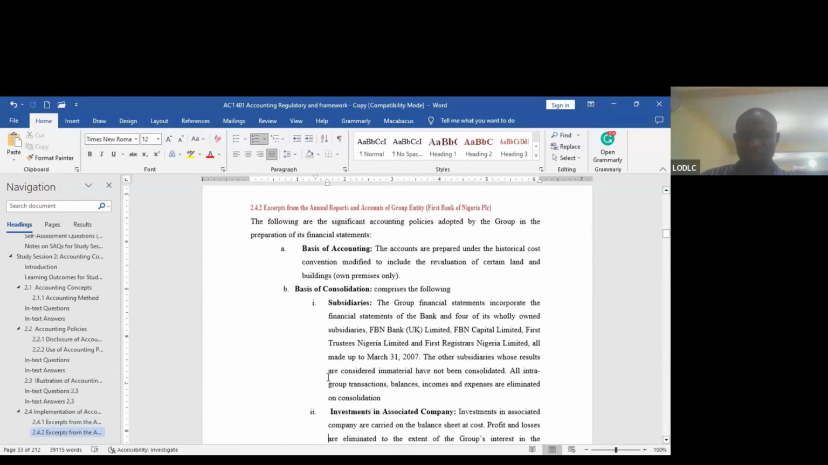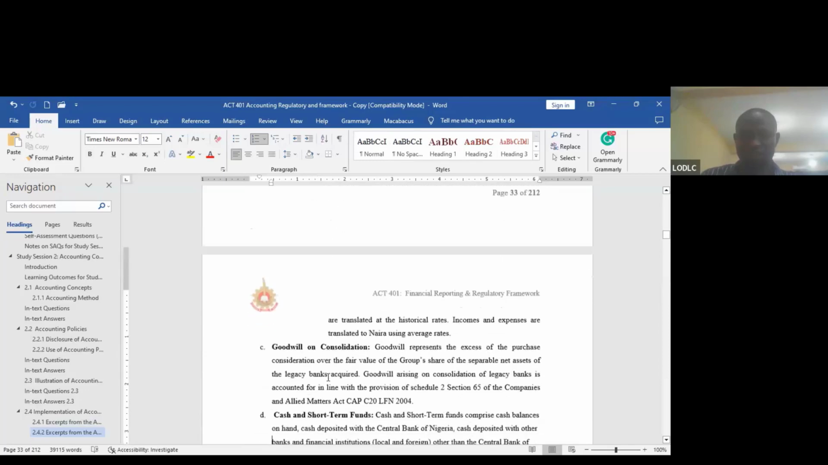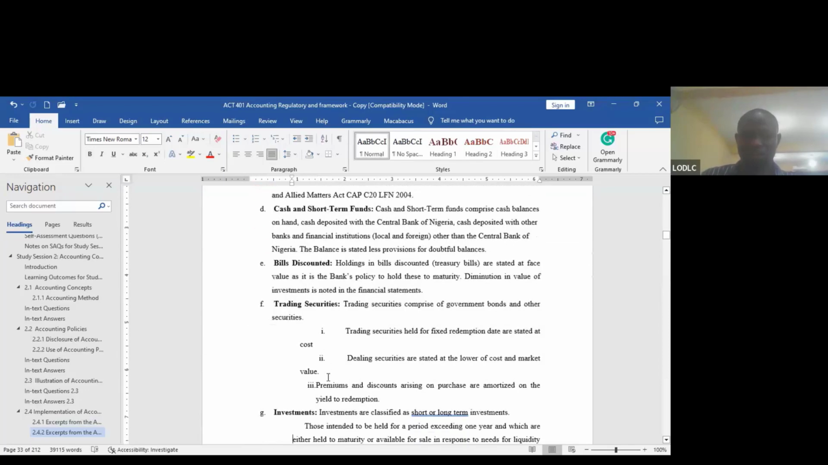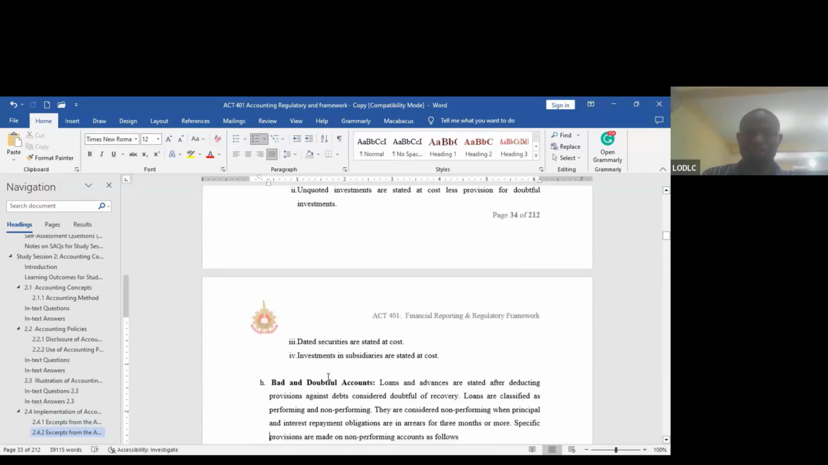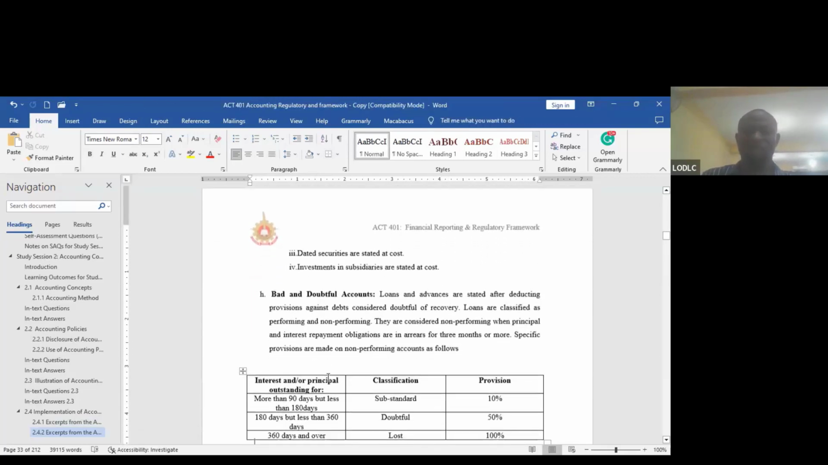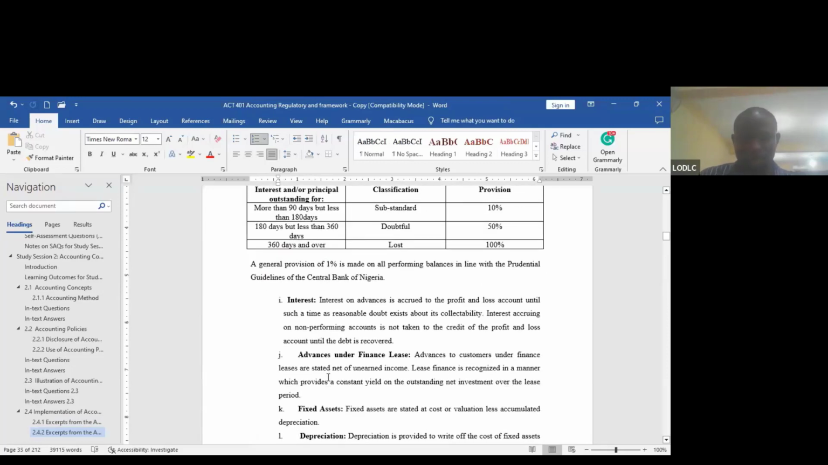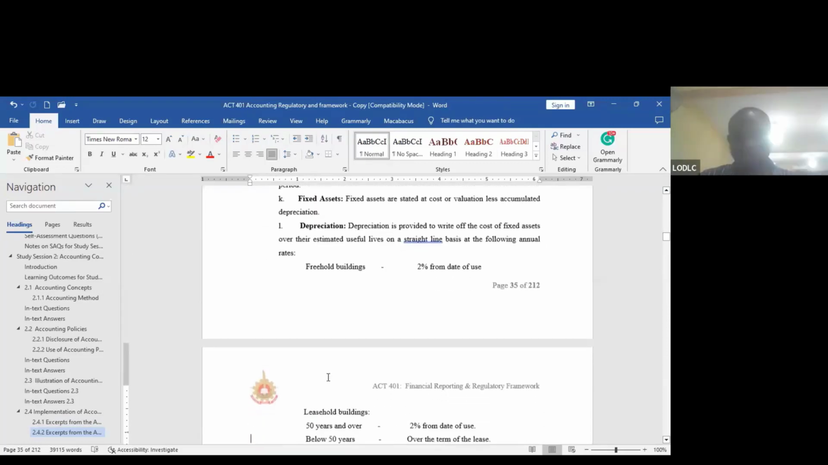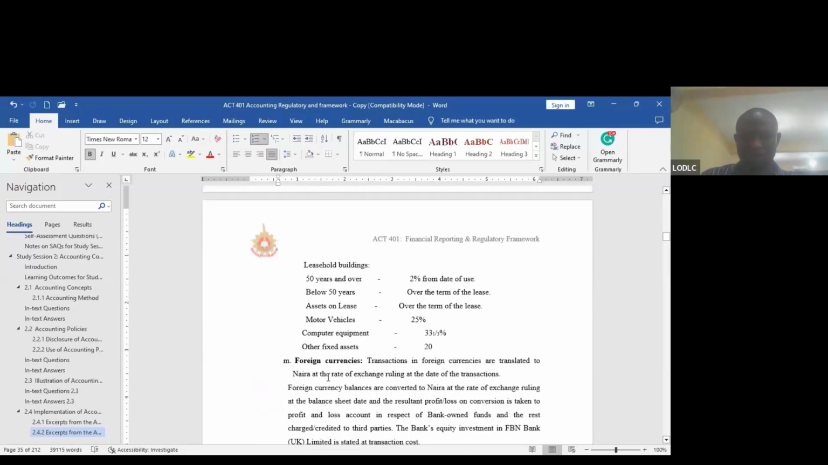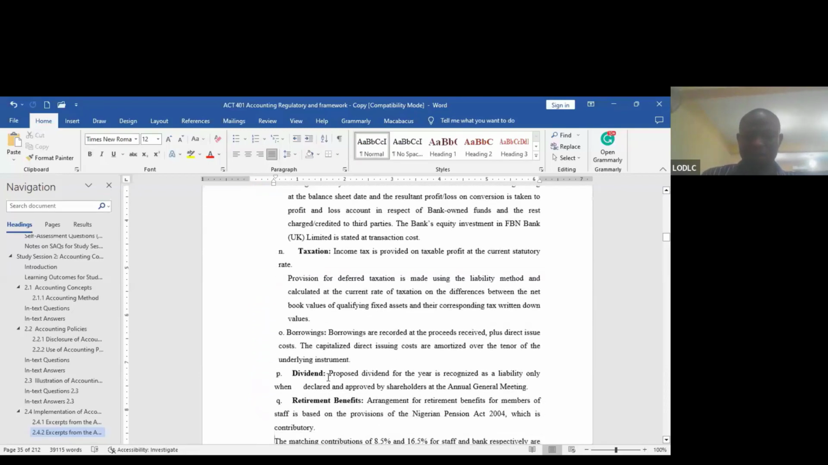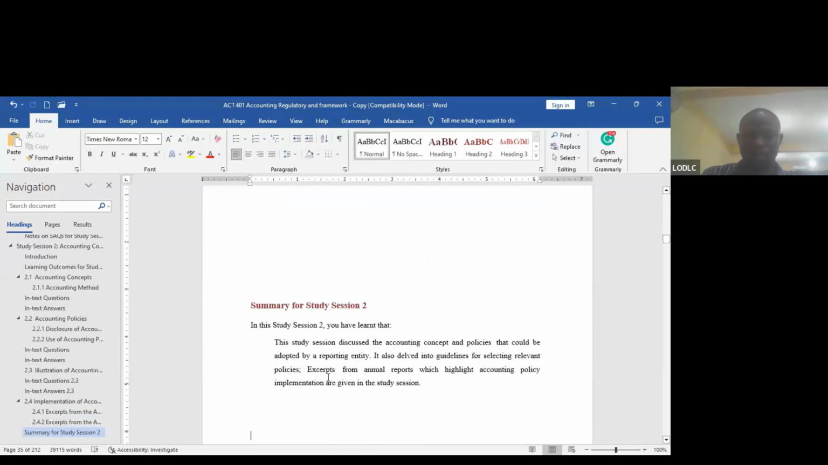So look at this one. This is First Bank of Nigeria. This is the accounting policy that needs to be included in the financial statement. So just glance through all these things. Do you understand? Then these are the things that we need to find in their financial statement as regards the accounting policies. So that's the end of this study session as well. So let me just quickly move to what I wanted to show you the other time.